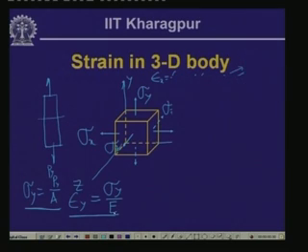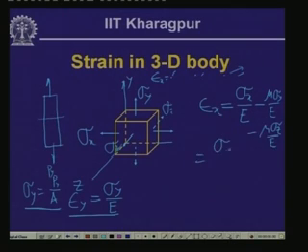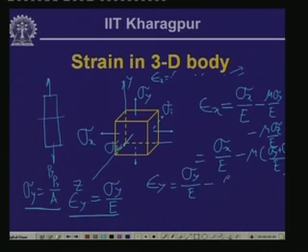we can write the strain in the x direction, epsilon x, is equal to sigma x by E because of the load which is acting directly, and the strain which we are getting in the x direction because of the y and z directions is minus mu times sigma y by E minus mu sigma z by E, or this is equal to sigma x by E minus mu times (sigma y plus sigma z) by E. Likewise, the strain in the y direction, epsilon y, can be written as sigma y by E minus mu times (sigma x plus sigma z) by E.